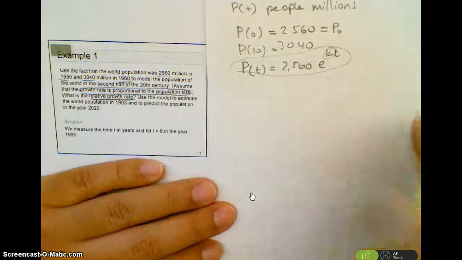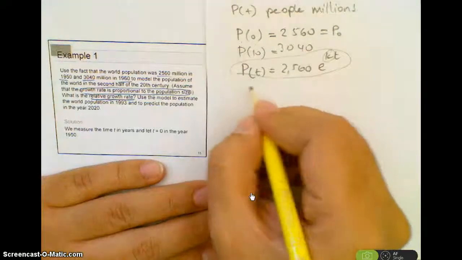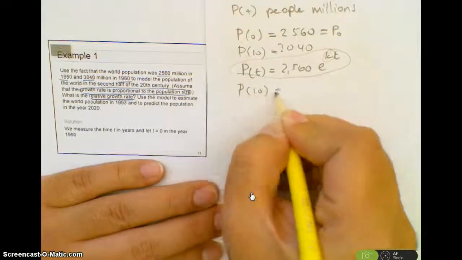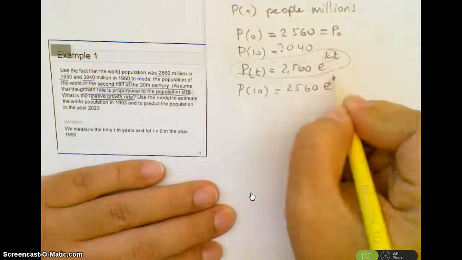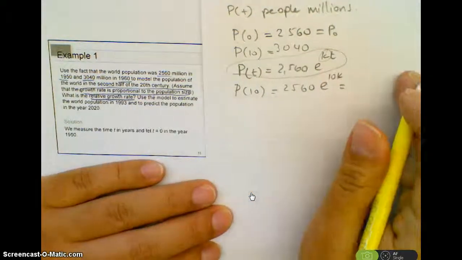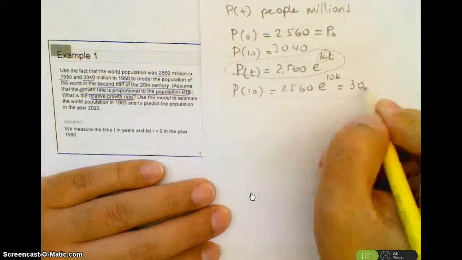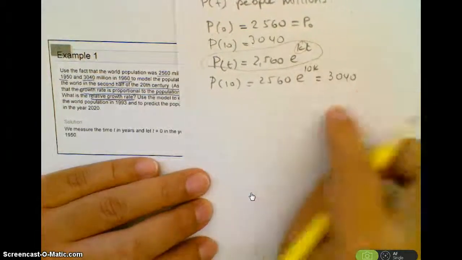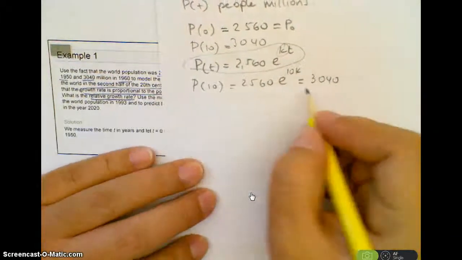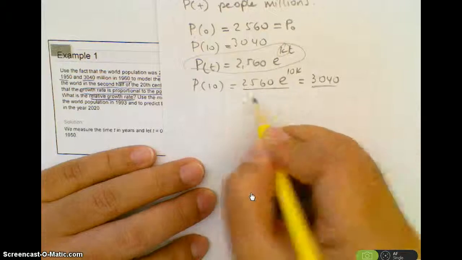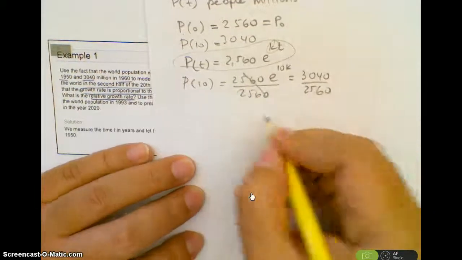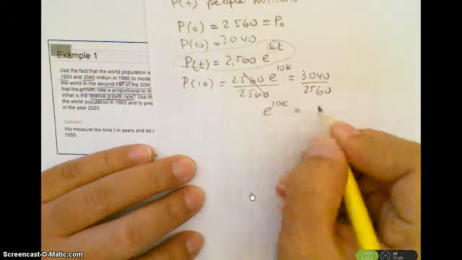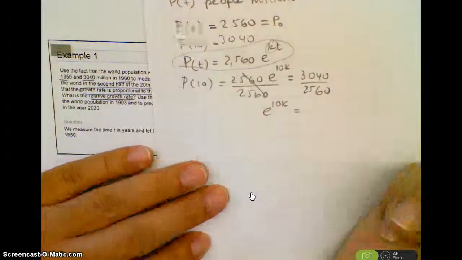So now I just have to replace. They give me p of 10. P of 10 is 2,560 e to the 10k. And that should be equal to 3,040. So now I'm just going to solve this equation for k. I divide both sides by 2,560. And then I have e to the 10k equals this division.